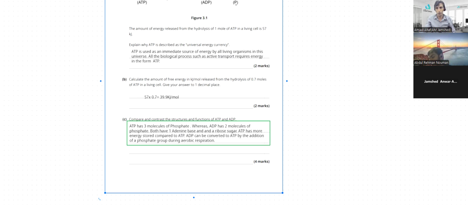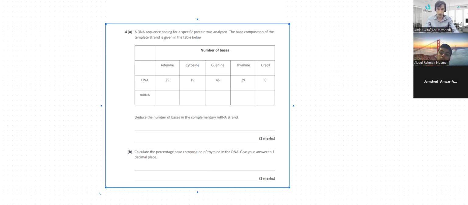So another question that we are going to talk about. Look at this one. And the last question based on this DNA sequence coding, I'm going to add with it: explain how tRNA is used in the translation stage of protein synthesis.